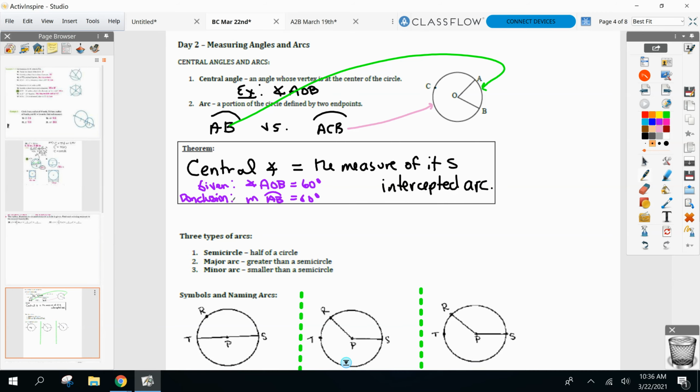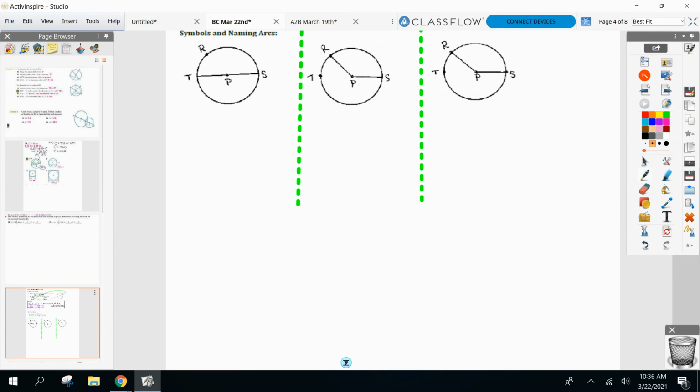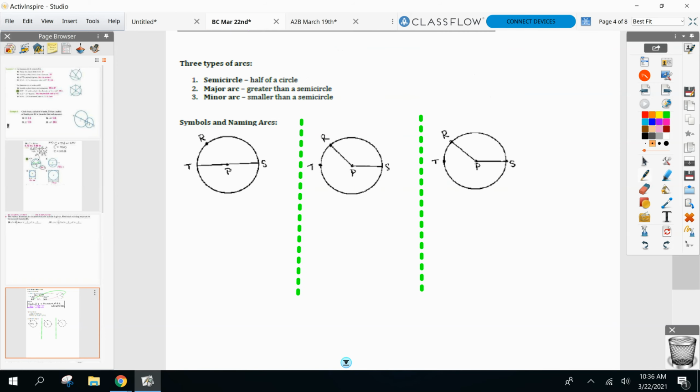All right, there's three types of arcs I want you to be aware of. One's a semicircle. I think maybe you might have heard of that one. Real quick, how many degrees in a semicircle, if it's half a circle? 180, perfect. So a semicircle, half a circle, 180 degrees. Maybe you haven't heard of these next two. A major arc. Ooh, sounds big time, huh? That's anything greater than a semicircle, so anything measuring greater than 180. And then a minor arc is anything smaller than a semicircle.